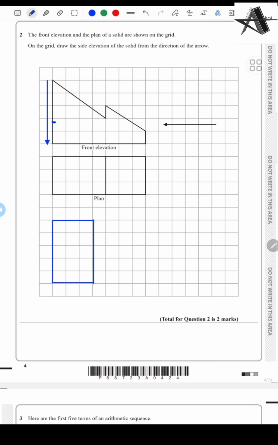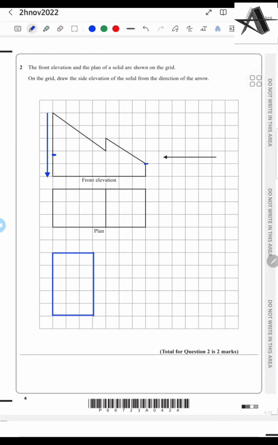This is our side, and this is our preference. You can clearly see when you see from this side, you will see a smoothness till 1 unit, till 1 unit. Then there is a change. The next change will be after 2 units. So after 2 units. This is how you can draw the side view.